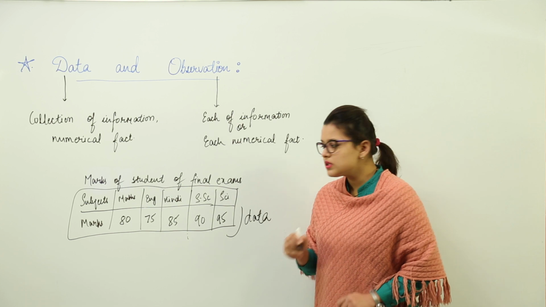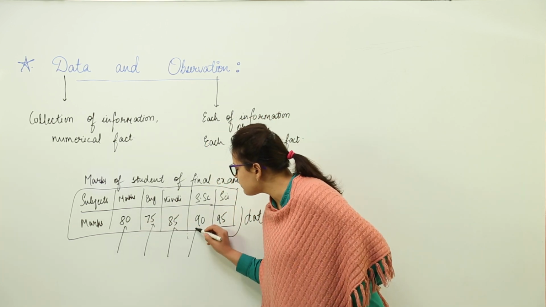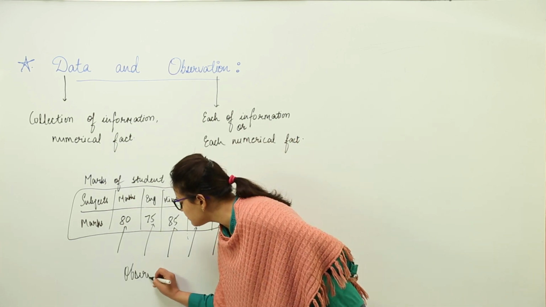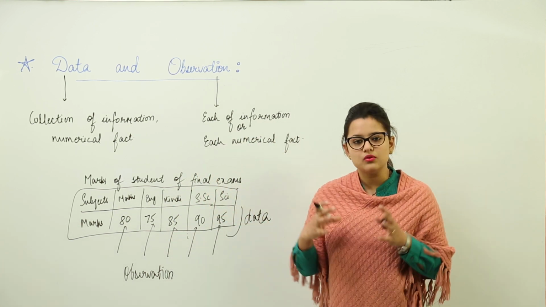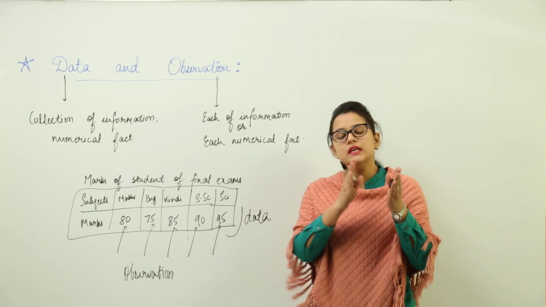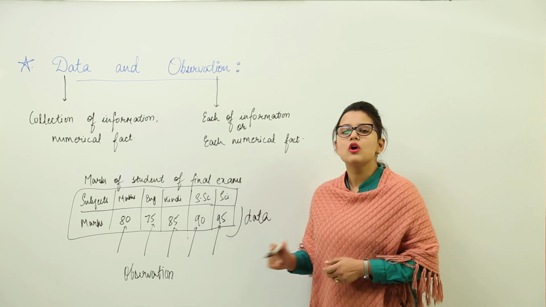What is observation? Each of these 5 values is representing my observation. That means the collection of all the values collected together is known as data, whereas each individual value out of the data is known as my observation.